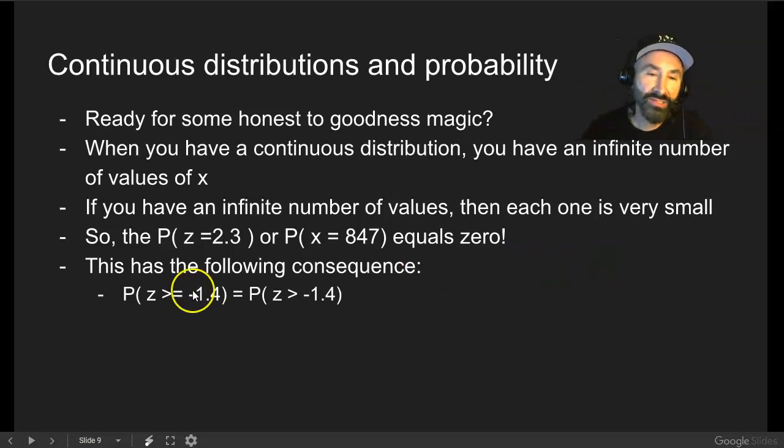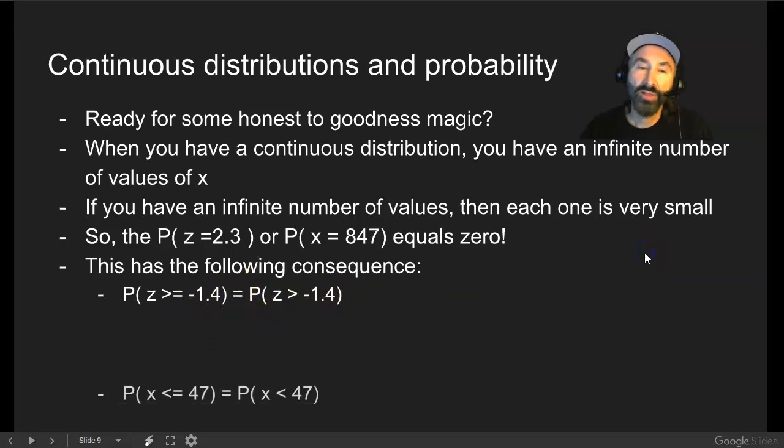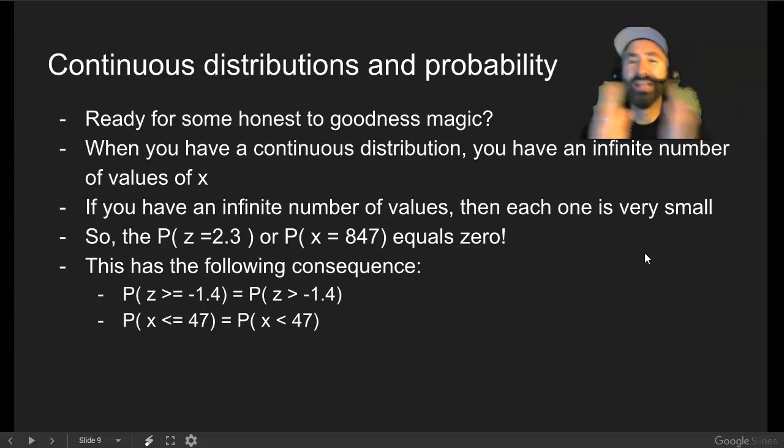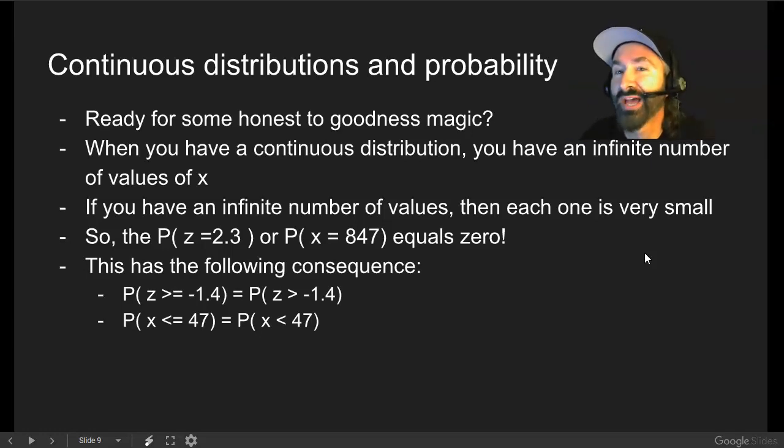So in this case, if we have probability that z is greater than or equal to negative 1.4, that's the same as the probability that z is greater than negative 1.4. You don't need to include the or equal to. Likewise, if you're looking at the probability that an x value could be less than or equal to some number, it's exactly the same probability that x could be less than that number. You can just throw away the or equal to. Just wanted to share this with you in case you ever run across this in this class or in a future statistics class. It'd be kind of nice if you knew the magic.